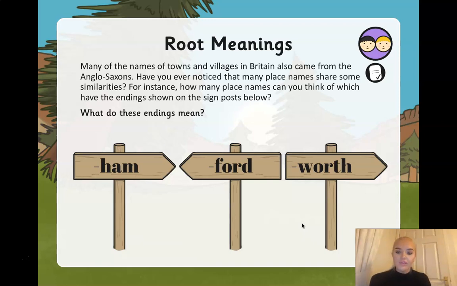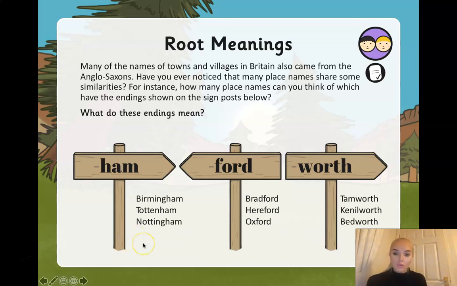Okay, let's see if you figured out the same as me or you got some different ones. So, for ham, you might have said Birmingham, Tottenham, or Nottingham. Ford, you might have said Bradford, Hereford, Oxford. Worth was a little bit trickier, some that you might not have heard of: Tamworth, Kenilworth, and Bedworth. So all of these places ending in ham come from the Anglo-Saxons. All of these places ending in ford come from the Anglo-Saxons. And all of these places ending in worth come from the Anglo-Saxons.